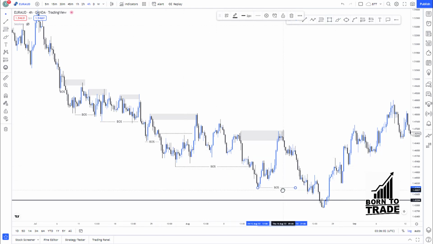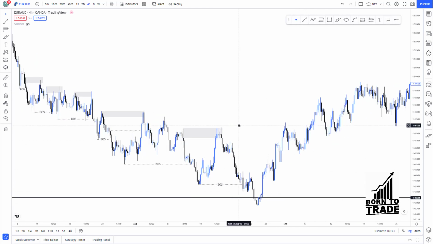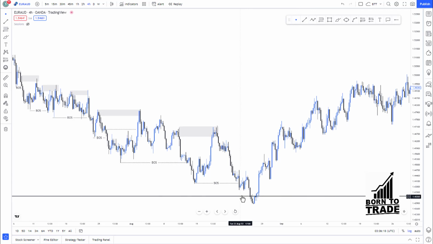So over here we got what? Another break of structure before price taps into our higher time frame point of interest, and immediately price taps into our higher time frame point of interest. What can we see over here? We equally got a break of structure. Sorry, I didn't map that out.